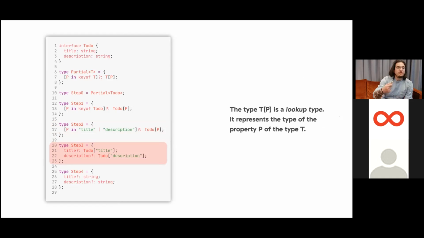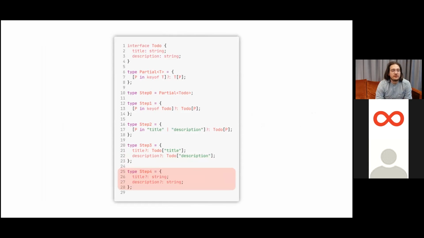So when we desugar this further, we can see that we have now title, which is optional, and we have description, which is optional. And on the right-hand side of the colons, we have the Todo, and then again, the previous type parameter P, which is replaced with the actual type values. And so T[P] is a lookup type, and it represents the type of the property P of the type T, which basically means that we access the type of that property on the interface. And what we're left with is the final result. And what Partial does, as I mentioned before, is it makes every property on the interface in this example optional.